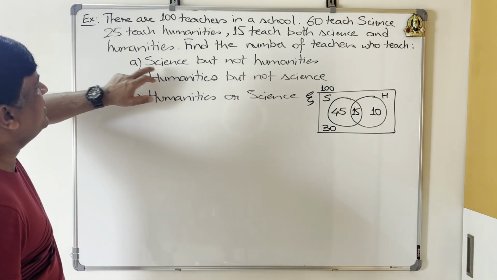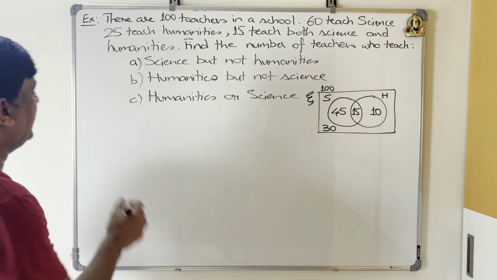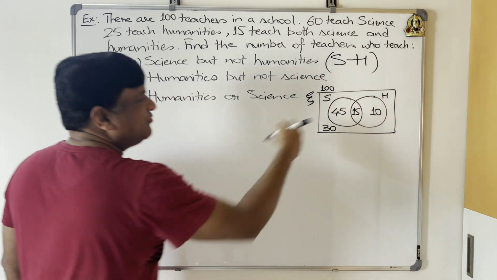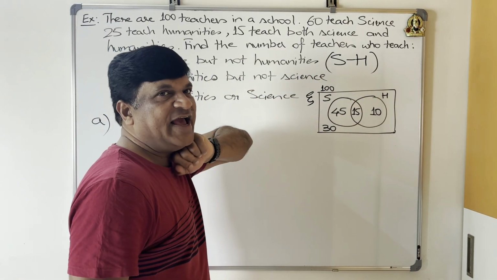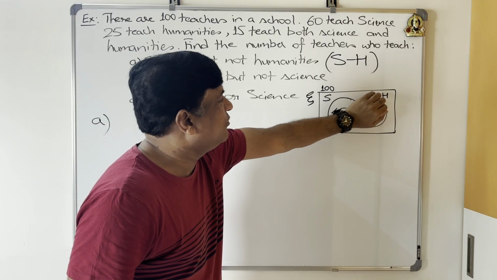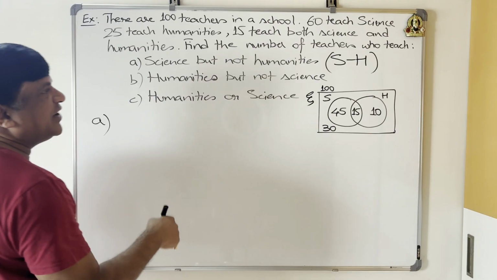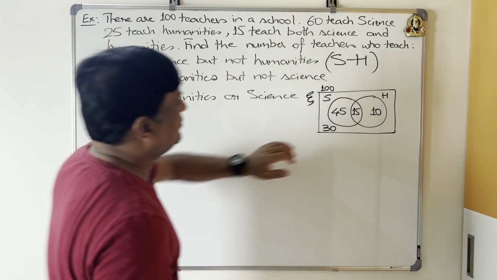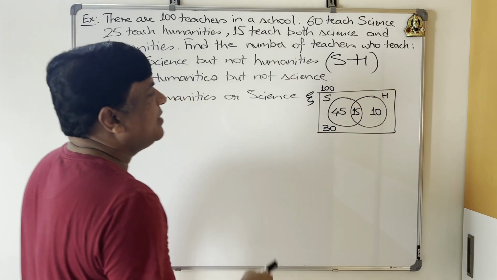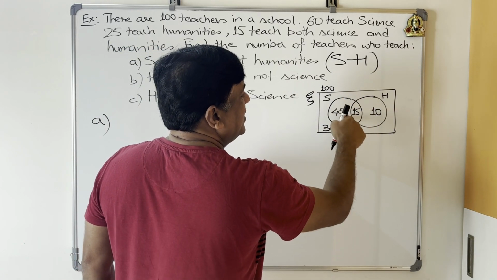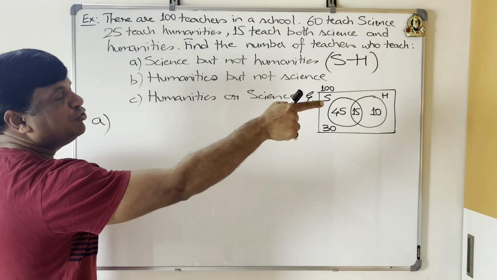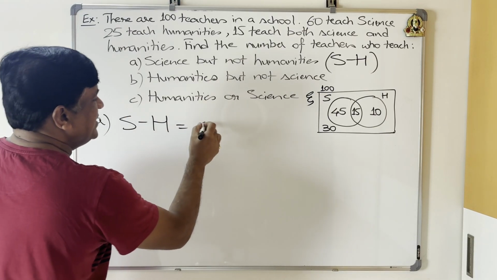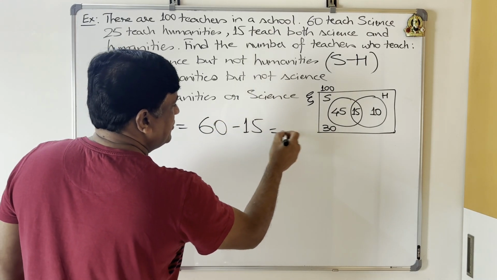Now let's go to the question. Teachers who teach science but not humanities is S minus H. From this figure, the total count of science teachers was 60, and you need to take out the 15 who are teaching humanities, so you are not going to consider them. So S minus H equals 60 minus 15, which is 45.